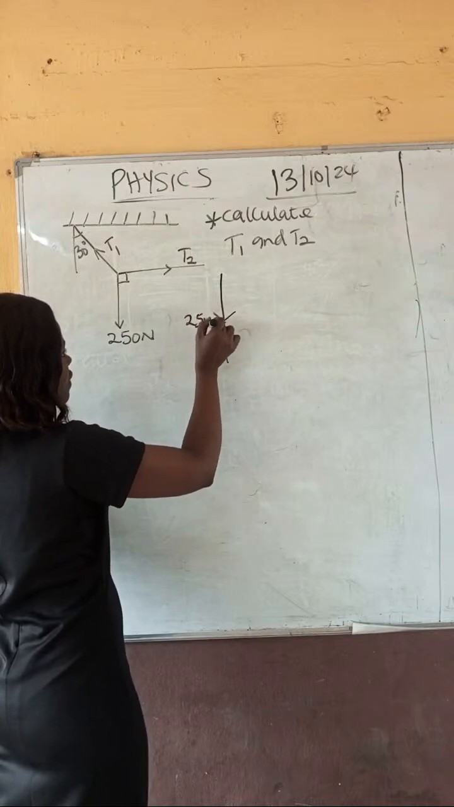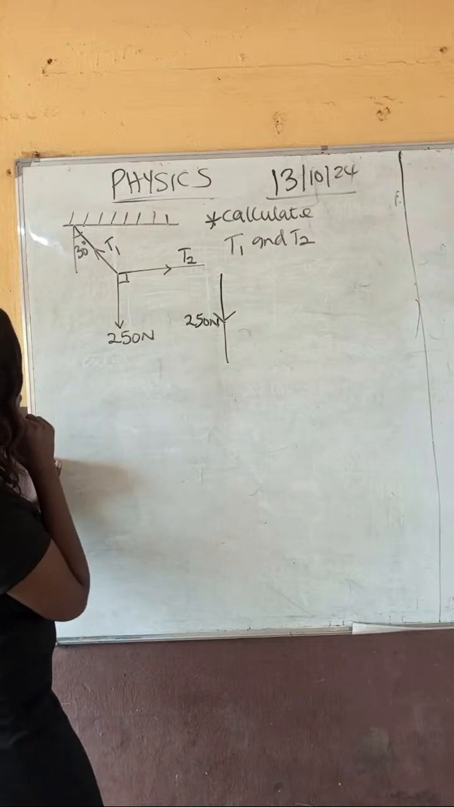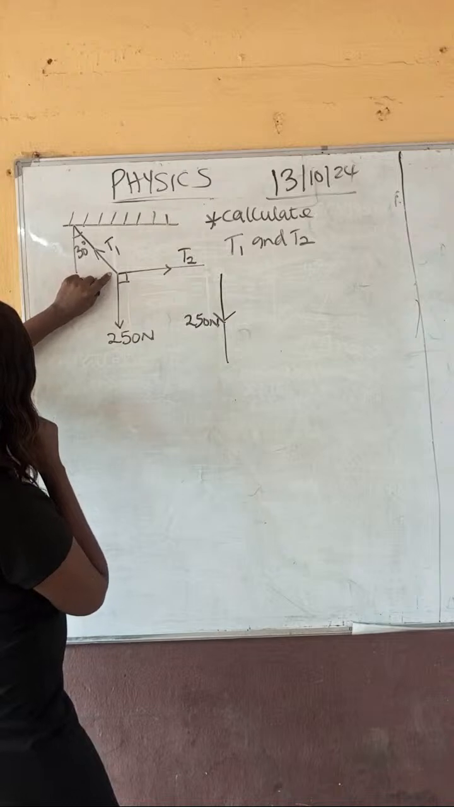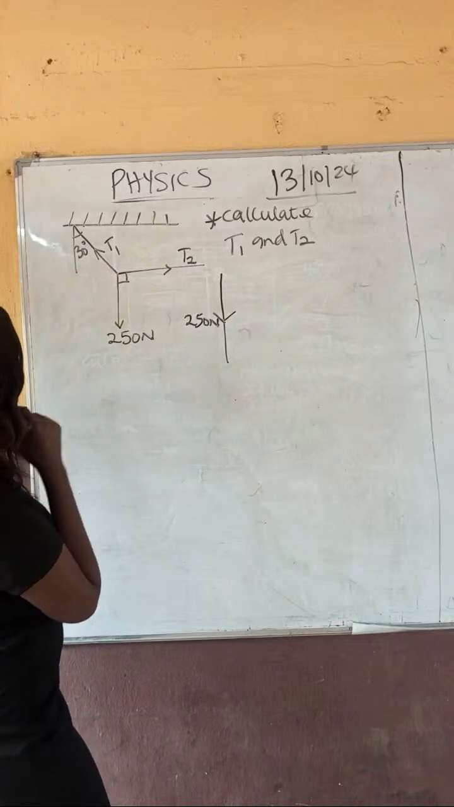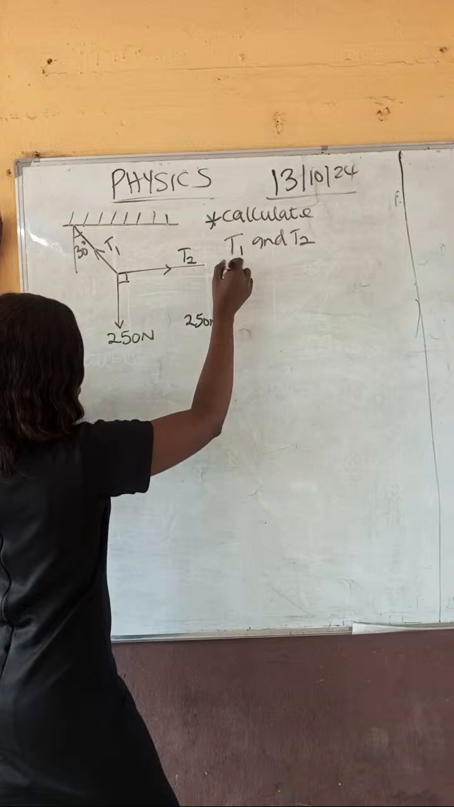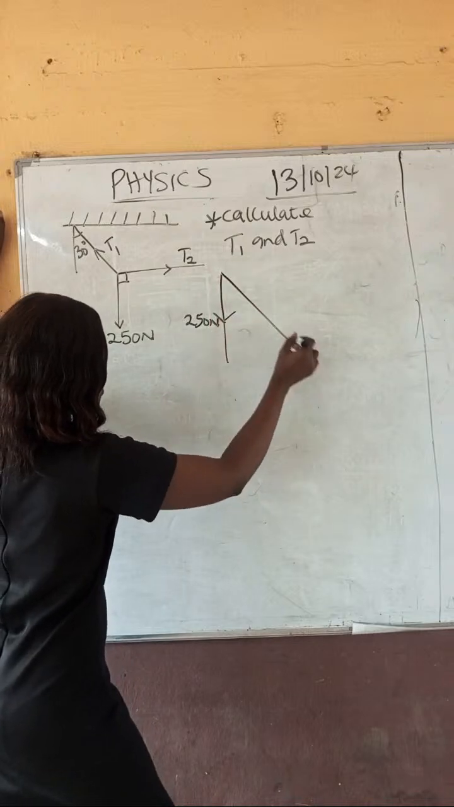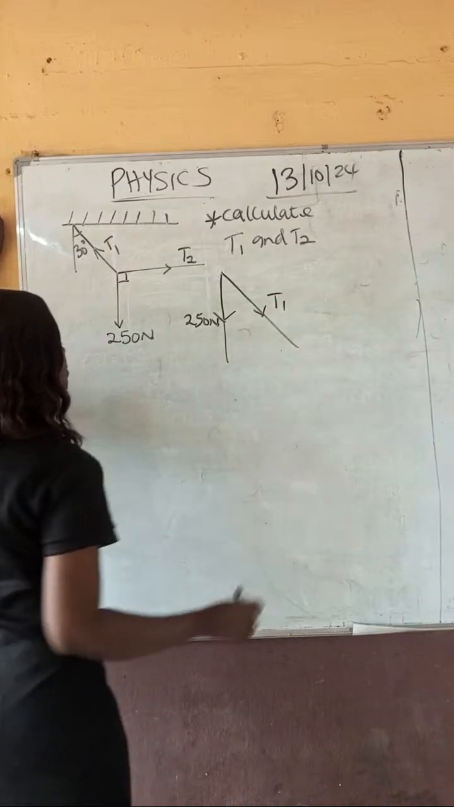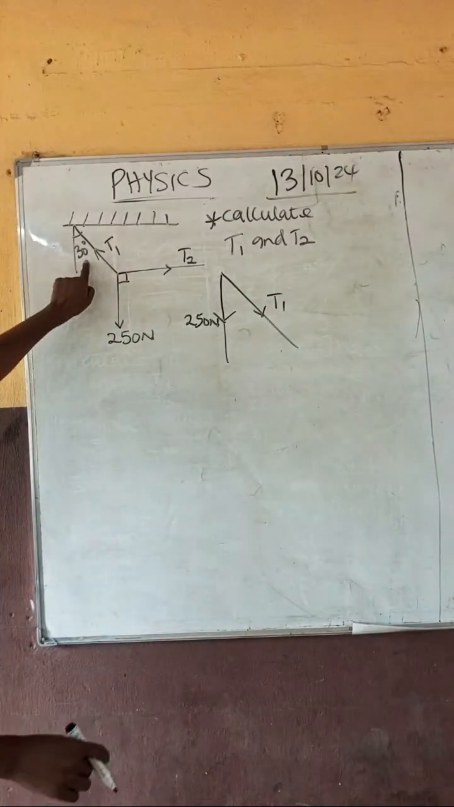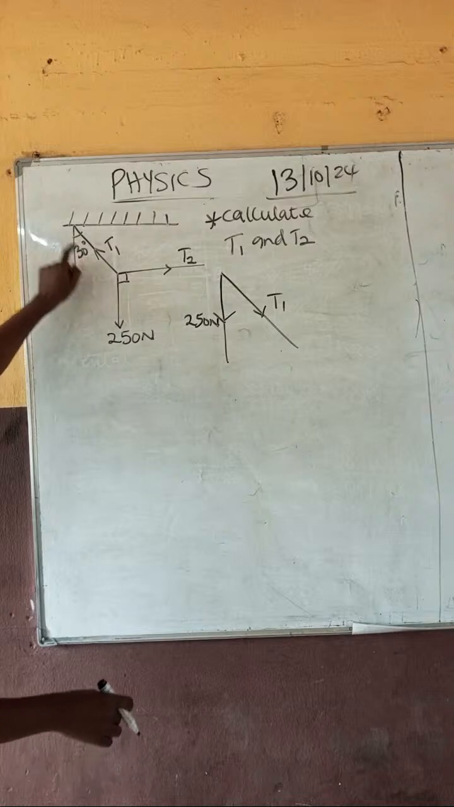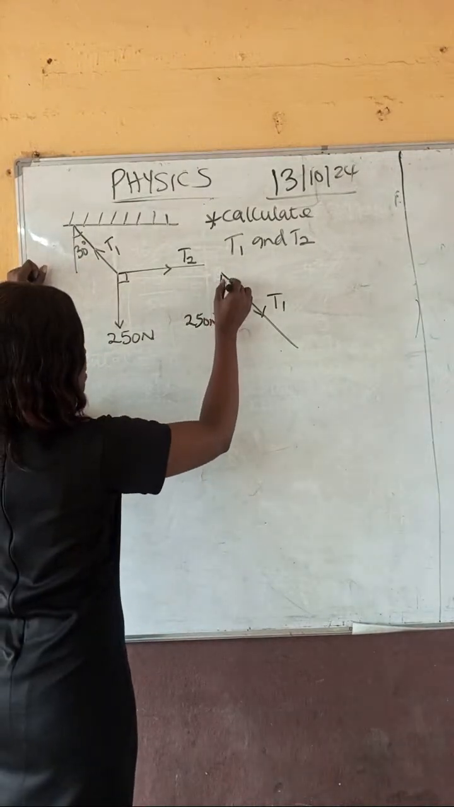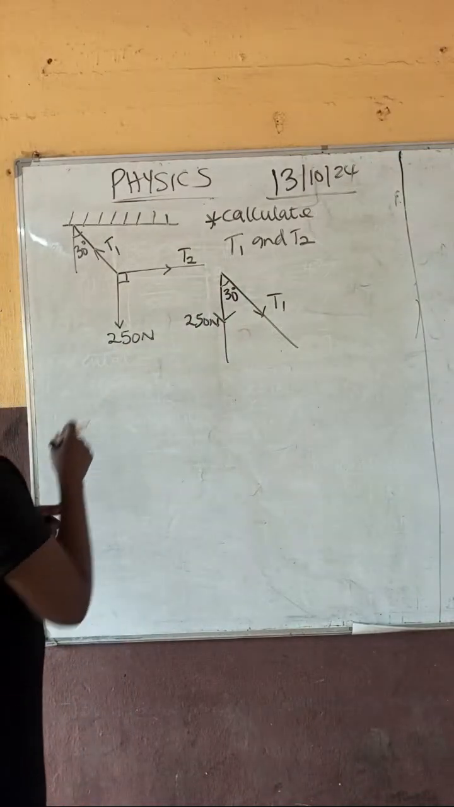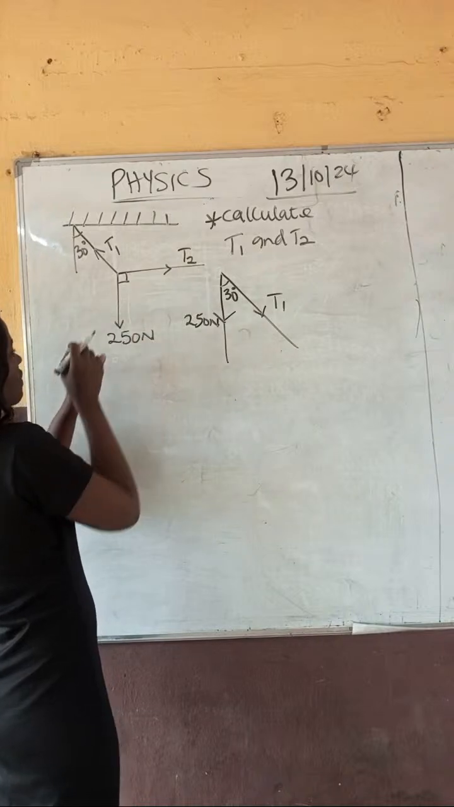That is 250 Newton, right? Now, T1 is going up, acting up. So from here, I can go this way. Okay, that is T1. Now T1 makes an angle of 30 degrees with the vertical. This is the vertical. So here it becomes 30 degrees. Right? Remember that T2 and 250 made an angle of 90.